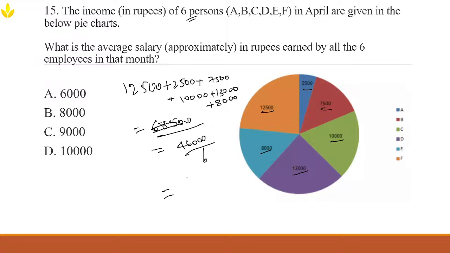plus 10,000 plus 13,000 plus 8,000 gives you, okay, the total is 53,500. When it is divided by 6, approximately you will get the value as 8,916. So that is nothing but approximately equal to 9,000. So here the actual answer is 9,000 rupees.